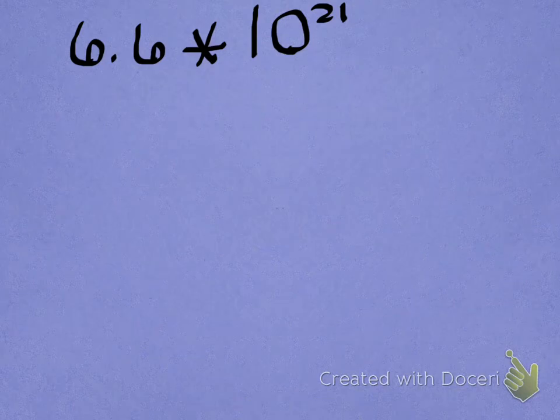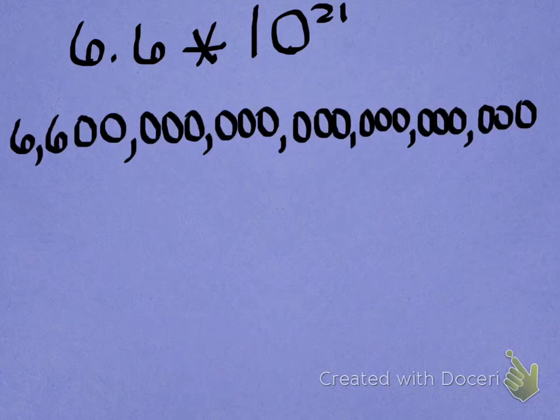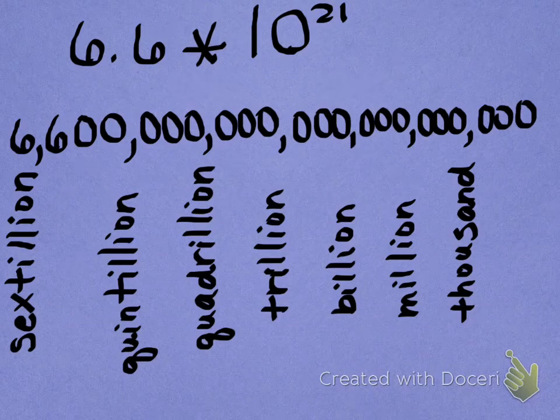Well, if we take 6 6/10 times 10 to the 21st power, it would look like this. Wow, right? That is a really big number. We usually don't use numbers that look like that very much. But if we were going to say that number, notice all of these place values that I've filled in that you probably have not seen before.